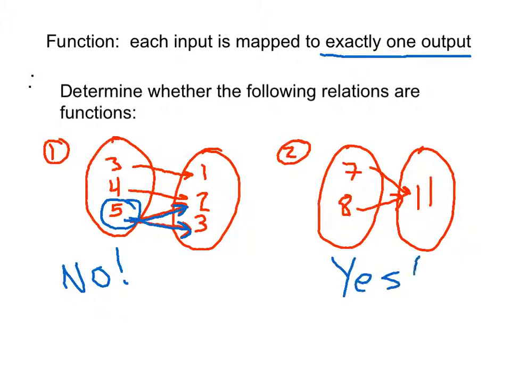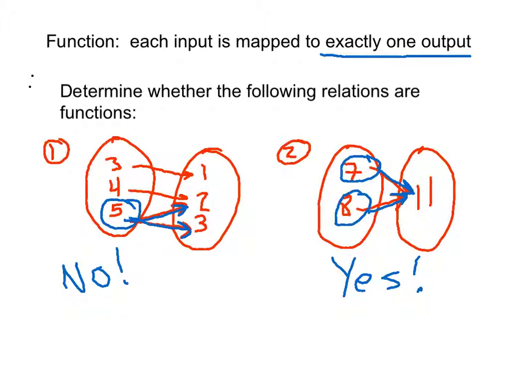We could be more descriptive about what kind of function this is, but if we're just asked if it's a function, you just want to write yes, and here's why. Look at the inputs. If you pressed 7, you know what you're going to get. It's only mapped to 11, so you're always going to get 11. And if you press the button for 8, you're not going to have 2 different things. You're just going to have 11. So that machine would be functioning properly.